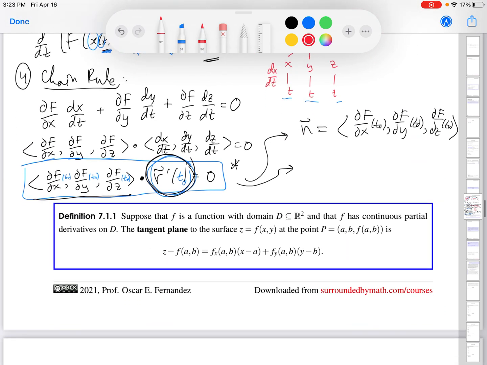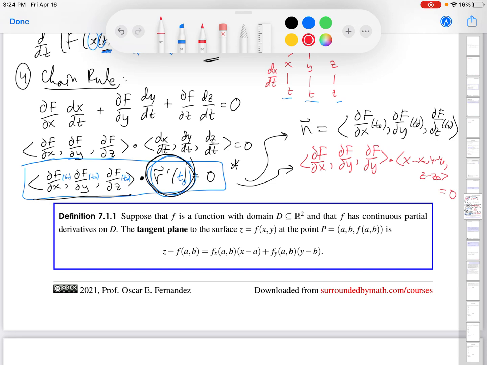Same exact reasoning applies, and I can then write this, which is our new normal vector, dot some points on the plane, x0, y0, z0, and then some other points, x, y, z, and their difference is a vector on the plane. The dot product of these two should be 0.